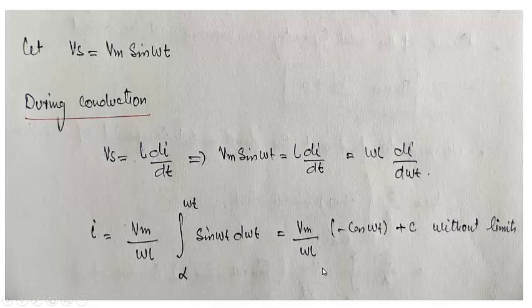So when we integrate it, it will be equal to minus cos of omega t. I will write it as it is without limit. Even if I write the limit directly, I can get the same answer, but I want you to first try to do it without limit. After doing it with limit, it will be the same. So its integration will be minus cos of omega t. So I is equal to Vm by omega L times minus cos of omega t plus C.